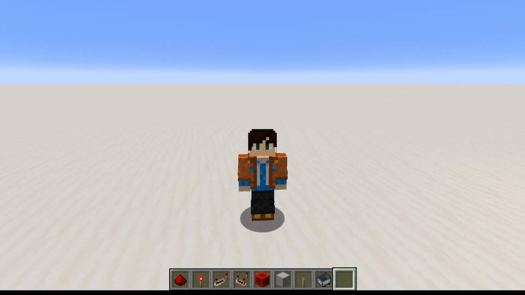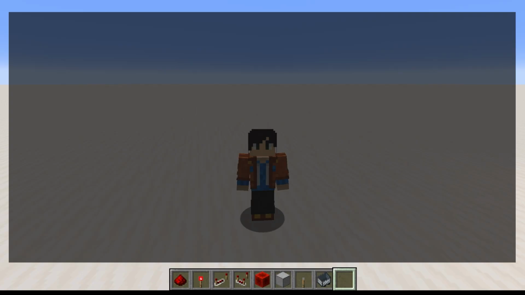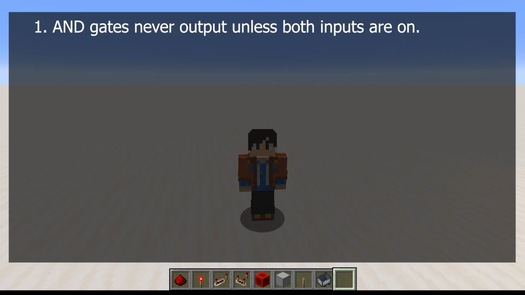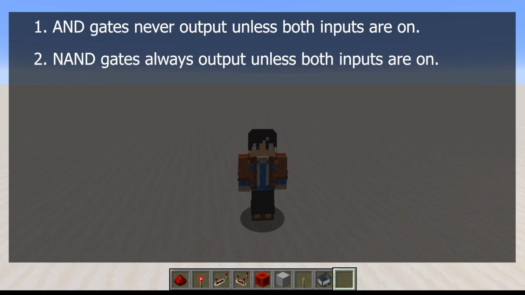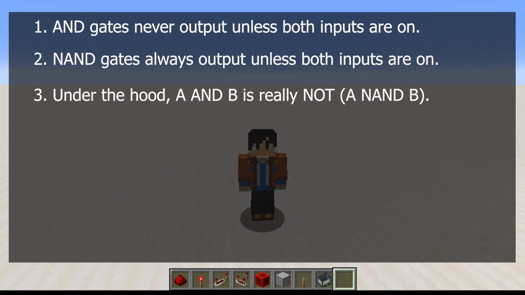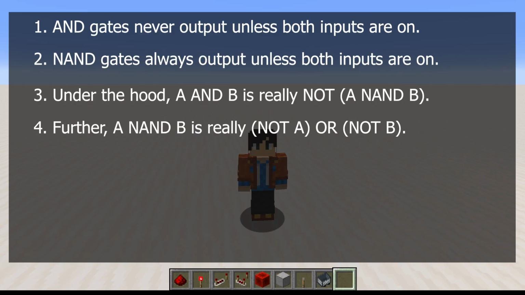Before we end, let's review what we talked about today. 1. AND gates never output a redstone signal unless both inputs are on. 2. NAND gates always output a redstone signal unless both inputs are on. 3. Under the hood, A AND B is really not A NAND B. 4. Further, under the hood, A NAND B is really not A or not B.